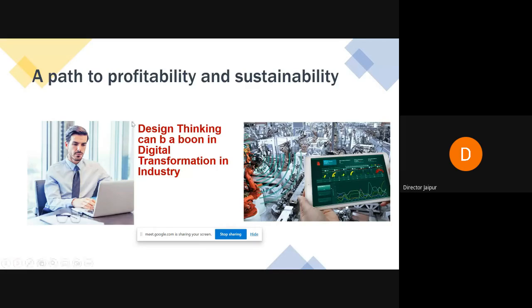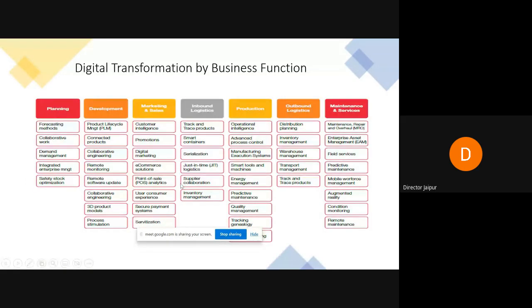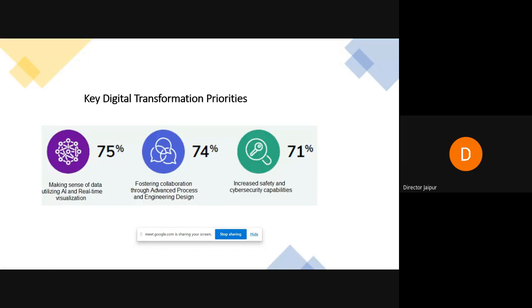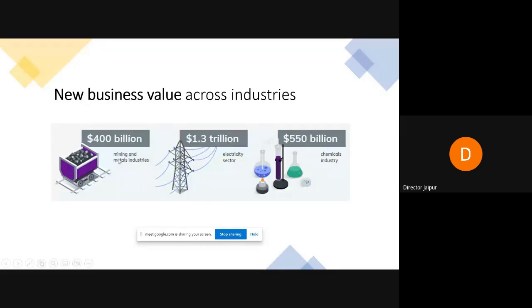So this is a path where profitability and sustainability both can be achieved using the idea of togetherness of design thinking and digital literacy. There is a lot of digital transformation that can be done by the business function. We can use these ideas in your frames, and then you can find the value. These are some priorities I've just mentioned, and you can generate a huge amount of business for your industry once you get the value.